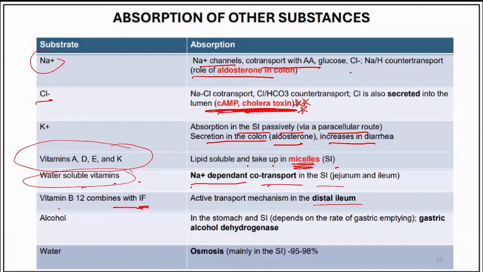I'm going to clear out the screen. Just give me a sec. Okay, so let's start with sodium.